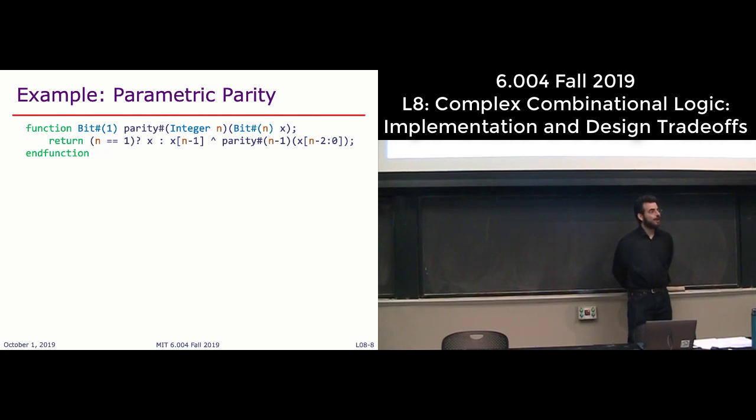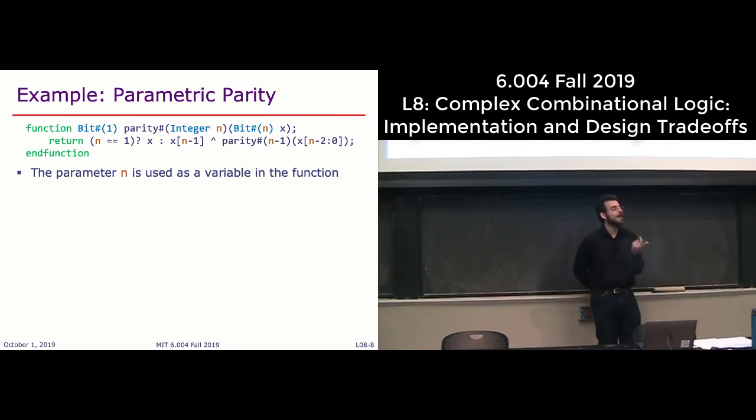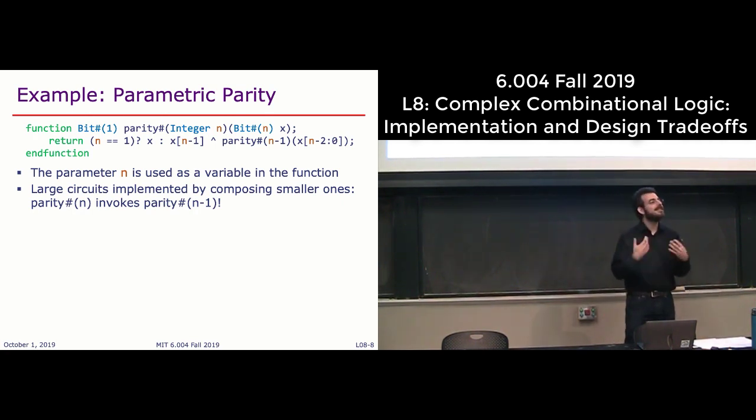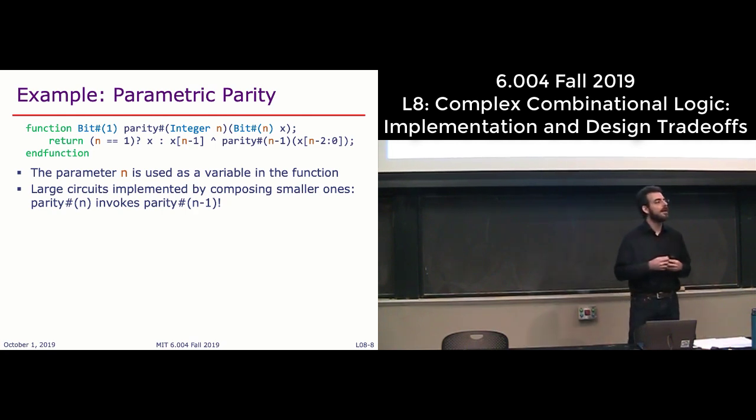Okay, so there's a lot going on here. First of all, note that the parameter is used as a variable throughout the function. So now we have things like bit n, which I said you can't have. This is not a valid circuit. It takes some variable number of bits as an input. What is that? You can't just have n wires going into a circuit. So this is now a variable. And note that we're achieving what we wanted to do, having larger circuits by composing them from smaller ones, by having parity of n invoking parity of n minus 1.